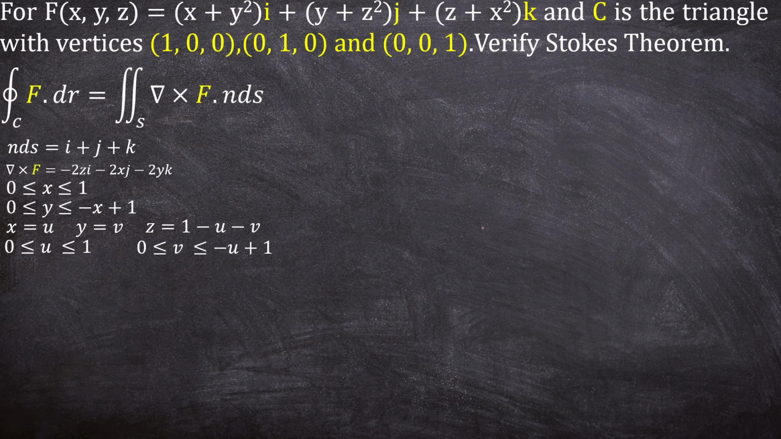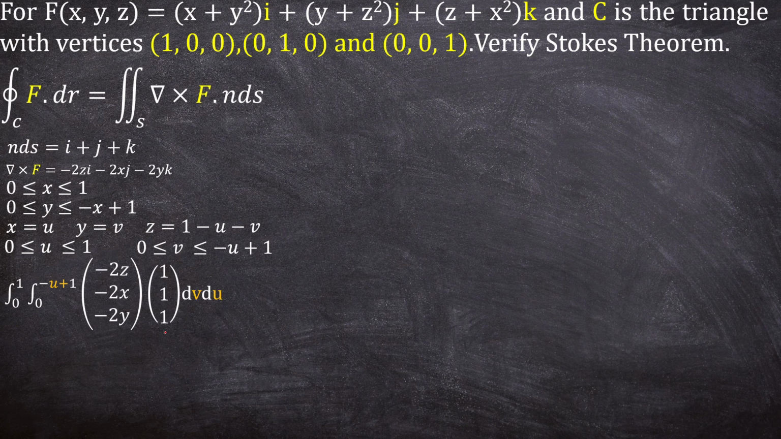So right here, as you can see, it's -x plus 1, so that's why I said -u plus 1. Okay, so this is what we're going to have, the double integral. I've just written this in column form, that's the form that I prefer. So this one is the curl, and this one is the cross product of ru and rv.